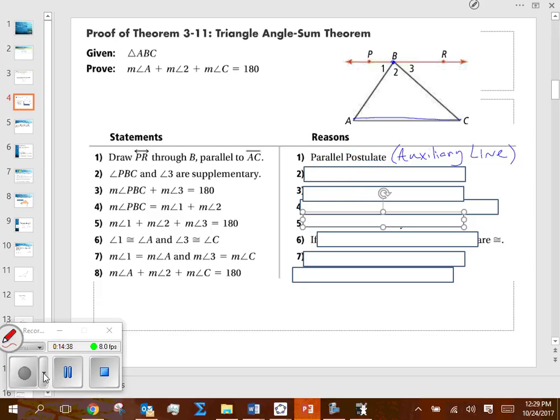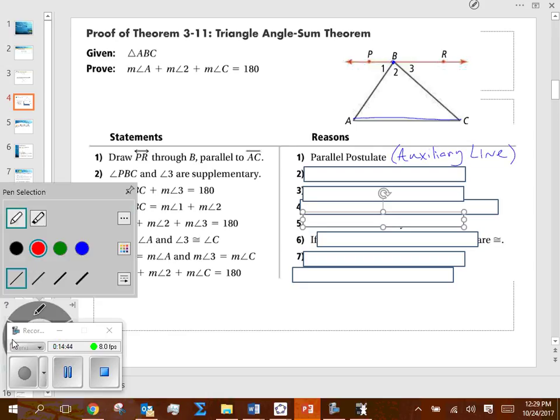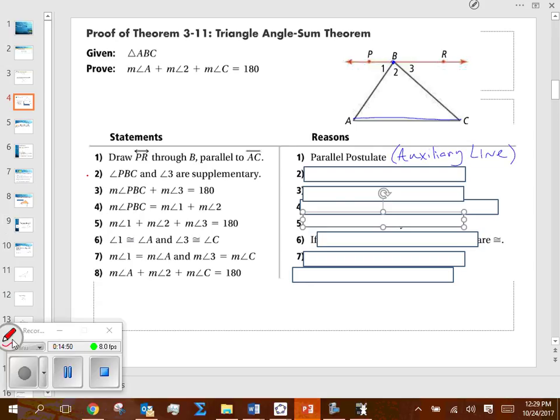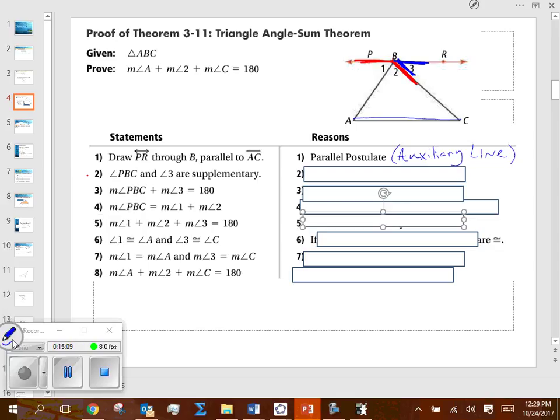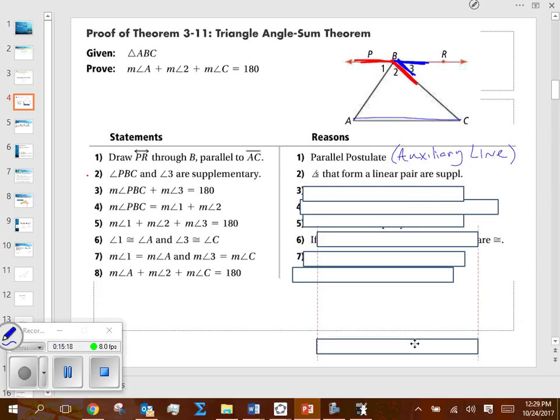The next statement they make is that angle PBC plus angle 3 are supplementary. If I look at PBC, it's that angle right there, and I look at angle 3, it's going to be that angle right there, right? Why are they supplementary? Because they form that line. And you were going to say they're a linear pair, correct? Yeah. All right. So we recognize that visually those things form a linear pair.